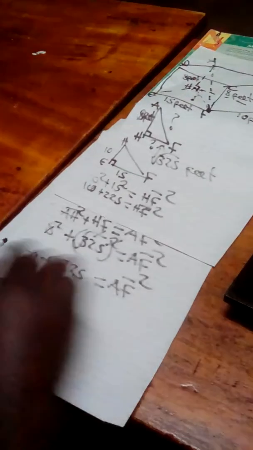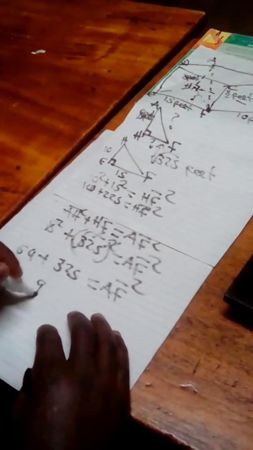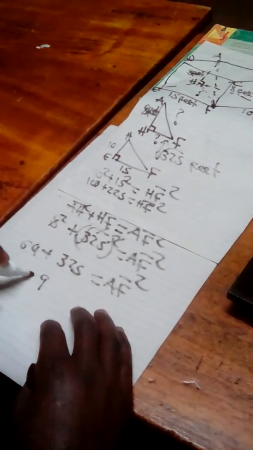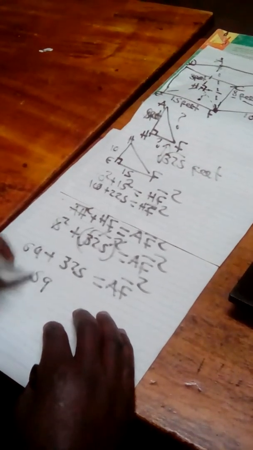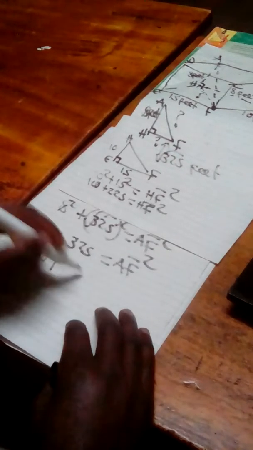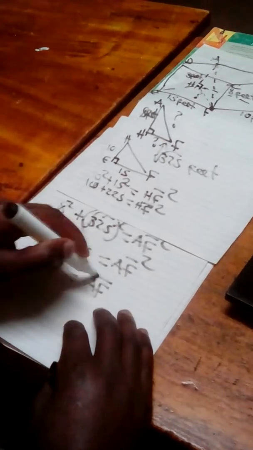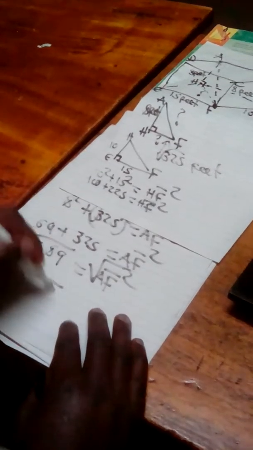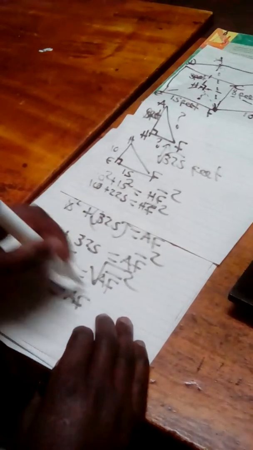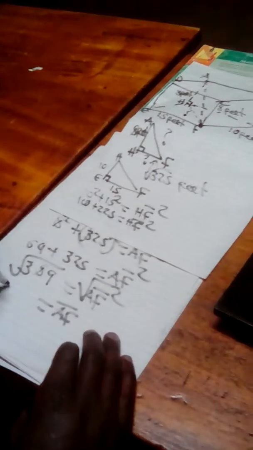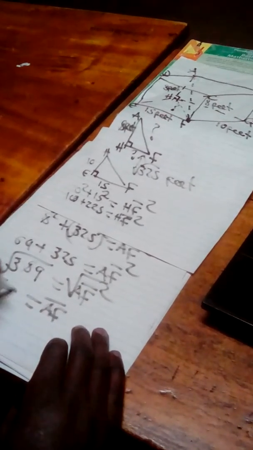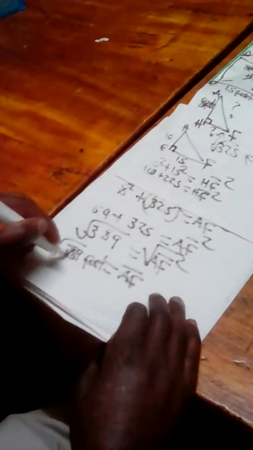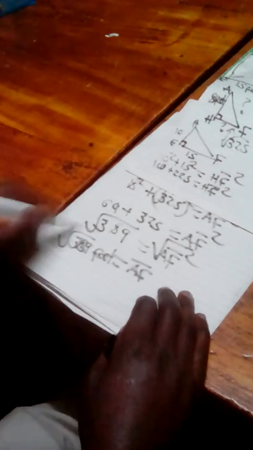If you add, you'll have 389 equals AF squared. So you take the square root of both sides, you end up getting AF equals the square root of 389 feet.